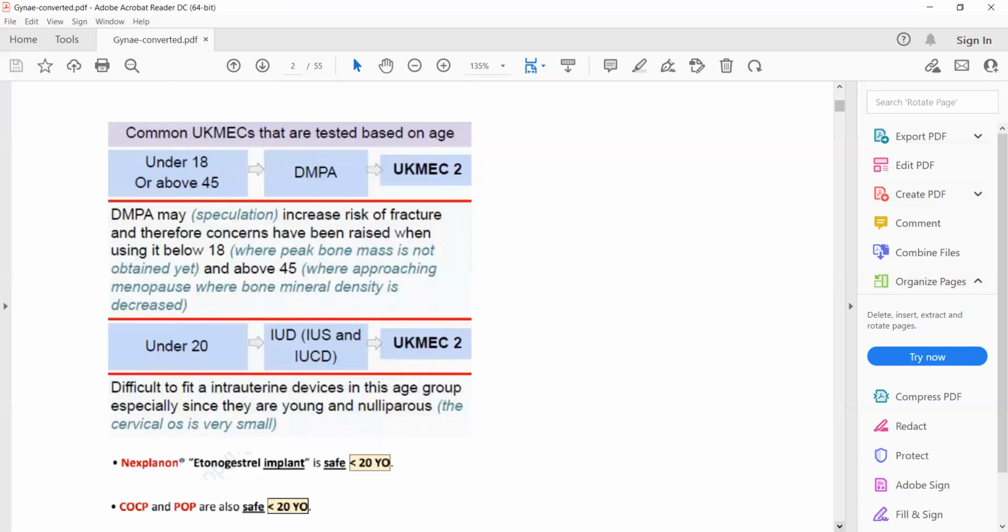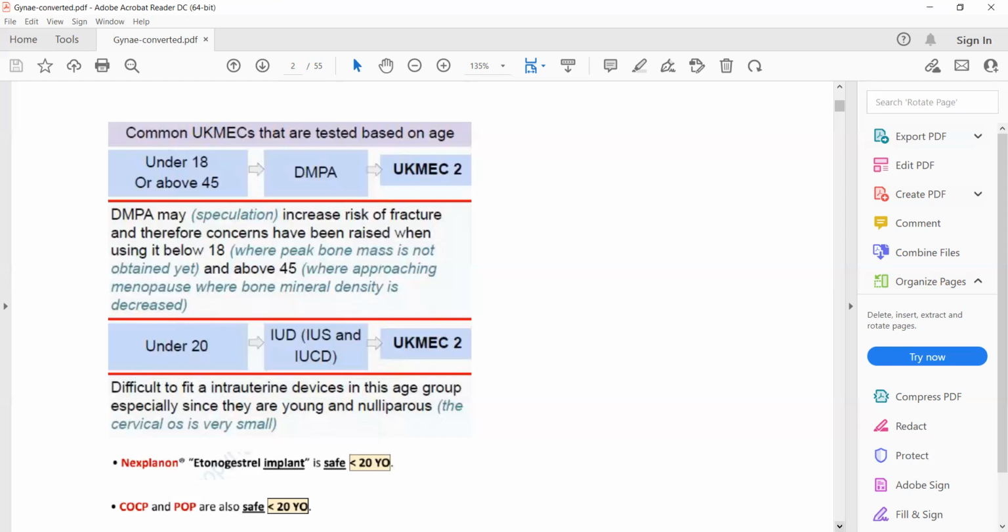Remember that DMPA causes osteoporosis. That's why it increases the risk of fracture in patients who are under 20 or above 45 years of age. DMPA decreases bone mineral density in patients who are under 20 or above 45. That's why DMPA increases the risk of fracture. So DMPA is UKMEC 2 in patients under 20 or above 45.